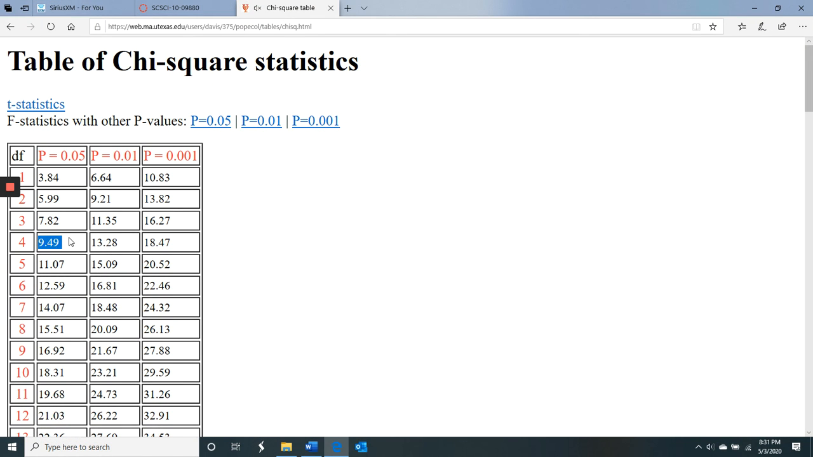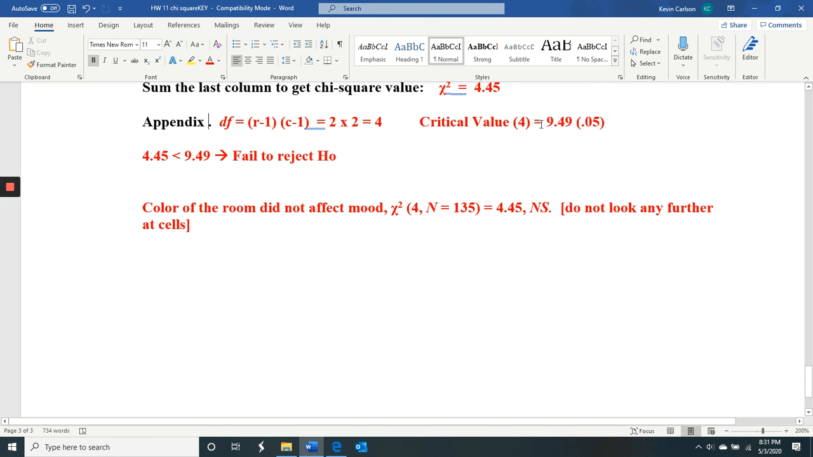At 0.05 and 4 degrees of freedom, the value is 9.49. So 9.49 is our critical value with 4 degrees of freedom and an alpha of 0.05. So our calculated value is actually less than the one from the table, so we fail to reject the H0. So this is really easy because we don't look at our cells now because we have a non-significant factor. Color of the room did not affect mood.